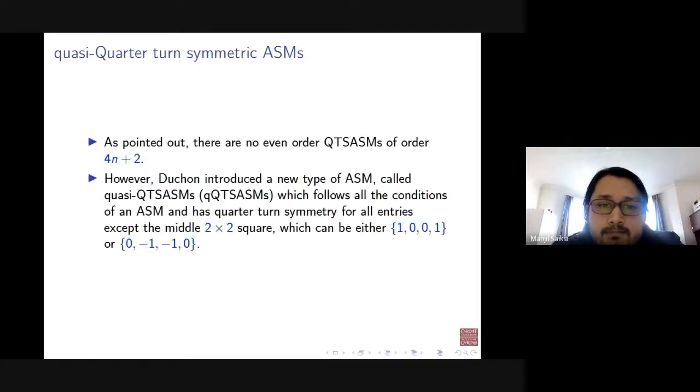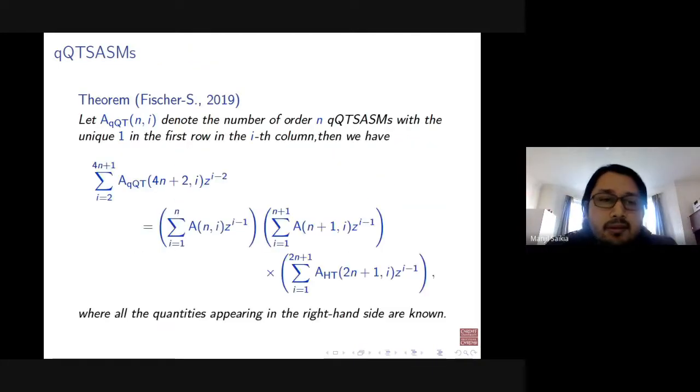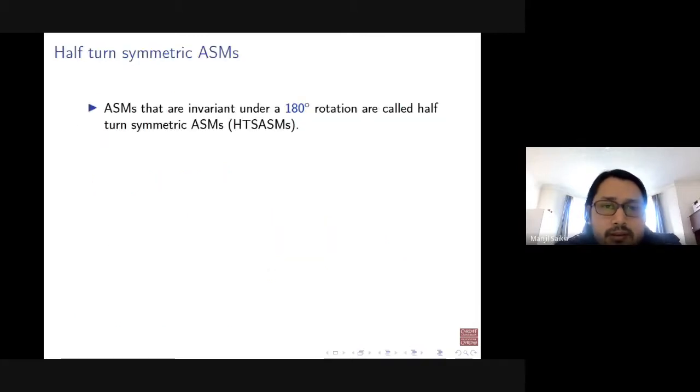Okay. So let me skip this quasi-quarter turn, just show you the results. There is again a similar result which holds for something called quasi-quarter turn symmetric ASM. Quarter turn symmetric ASMs don't exist for order 4n plus 2. So for order 4n plus 2, something called quasi-quarter turn symmetric matrices exist. And there is a similar refined formula for this.